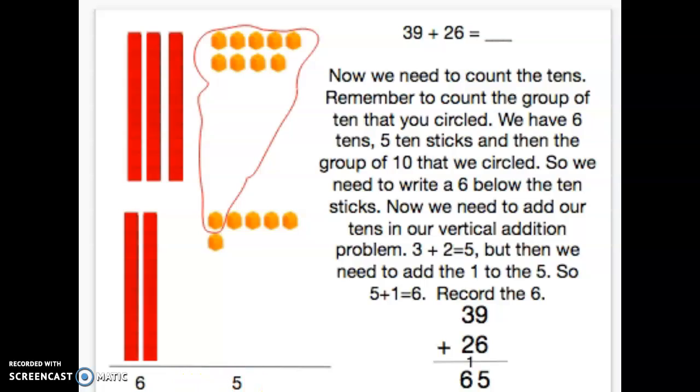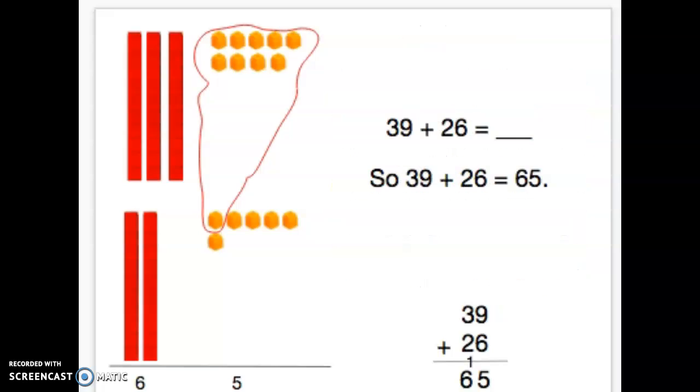So we have 65. Now if you look at your number sentence, 3 plus 2 is 5, but don't forget that 1 that represents this group of 10 that we circled. So 5 plus 1 equals 6. So here, I would write the 6 underneath the tens place. So 6 tens, 5 ones. So 39 plus 26 equals 65. I showed it using the quick tens and ones drawing, and then I showed it vertically with the addition sentence.